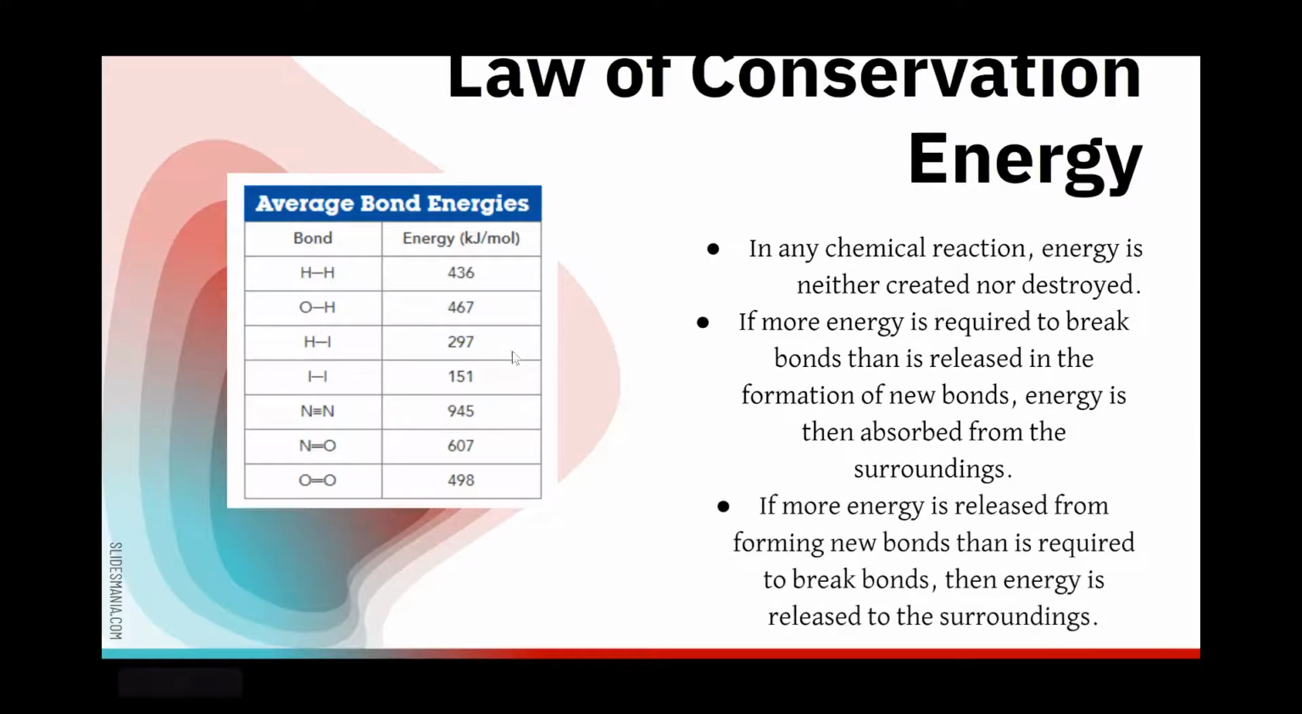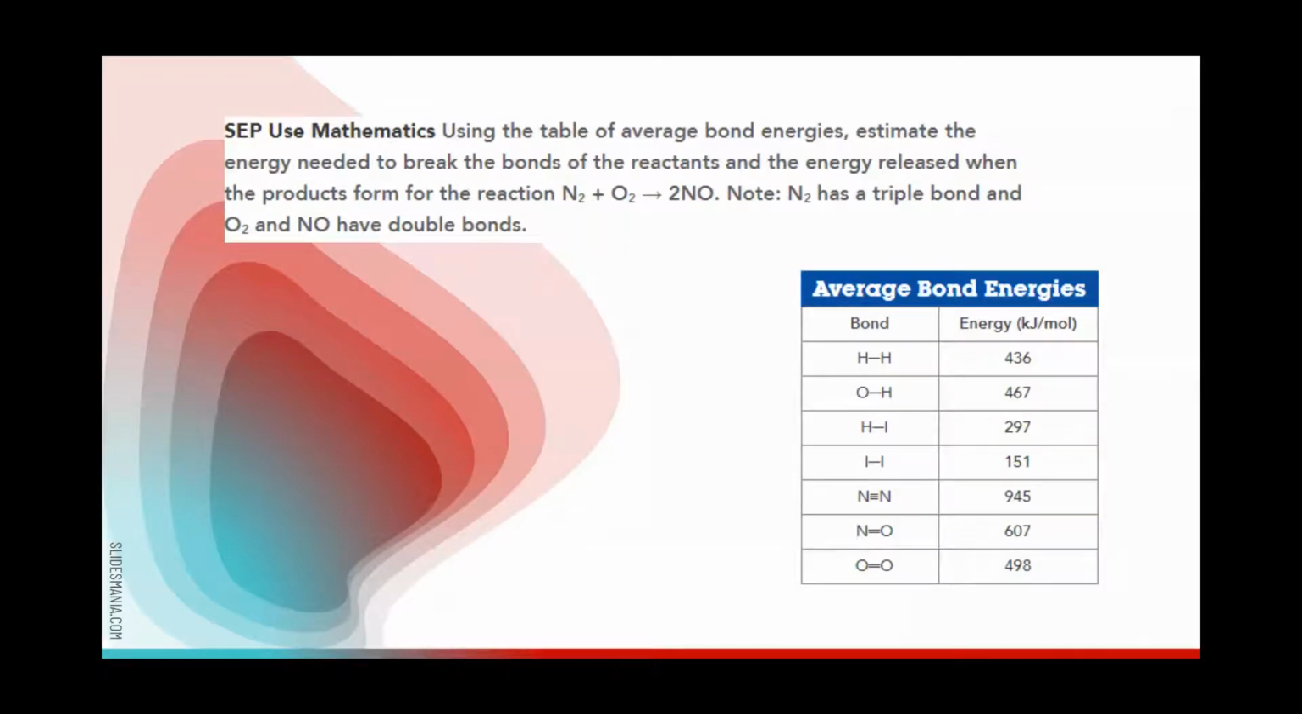And we're going to be using this bond table right here. What we have is the average bond energy. This is where I was saying that you don't need to know these bond energies. Usually you have a table like this in front of you that will help you do some calculations. So we're going to work on this example. We want to use the table of average bond energies to estimate the energy needed to break bonds of the reactants and the energy released from the products forming when N2 plus O2, or nitrogen plus oxygen, forms 2 moles of nitrogen monoxide.